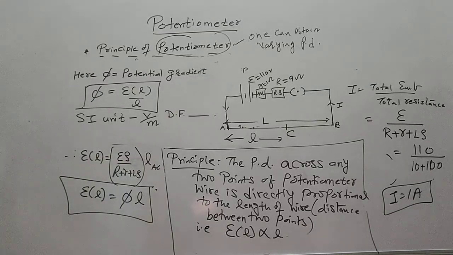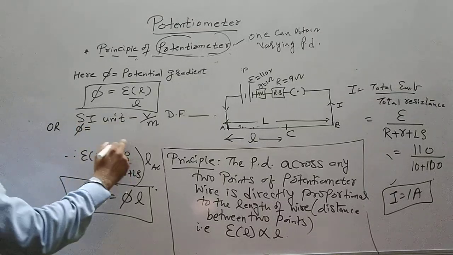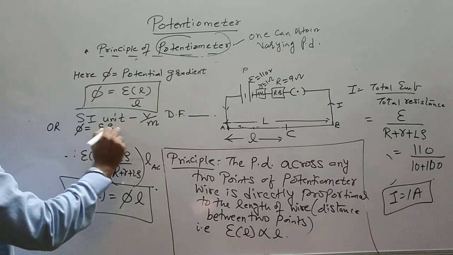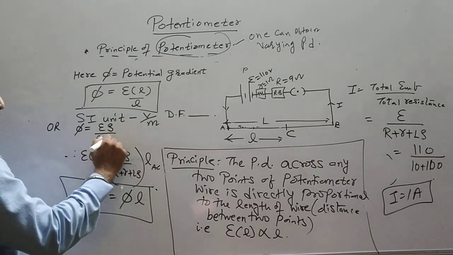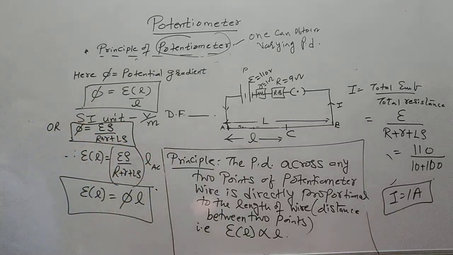gradient, and the potential gradient is defined as potential per unit length. One formula of the potential gradient is EL by L, or phi is also equal to this whole term, that is driver battery EMF into rho upon R plus R into L into rho. So you remember this formula, that is the principle of a potentiometer.